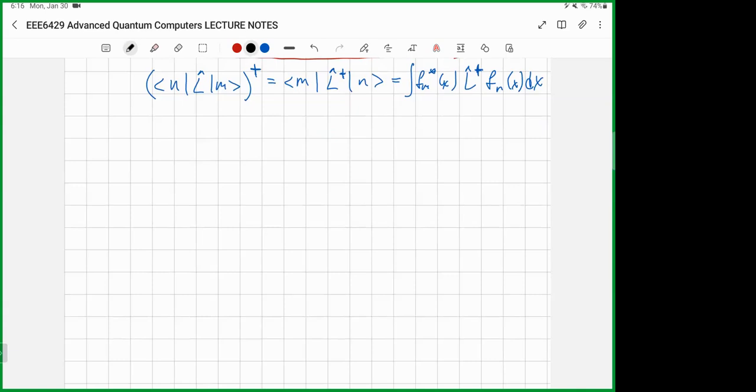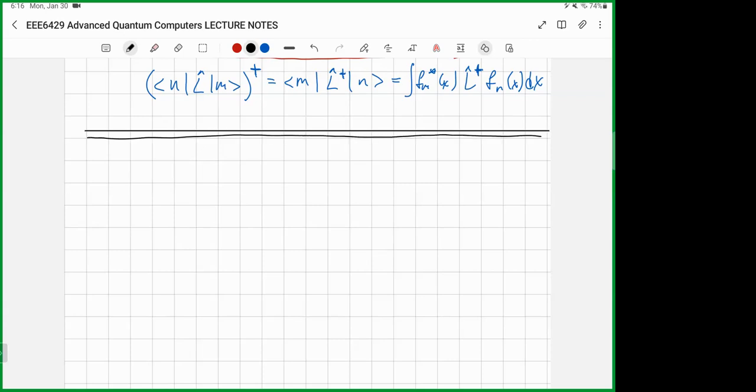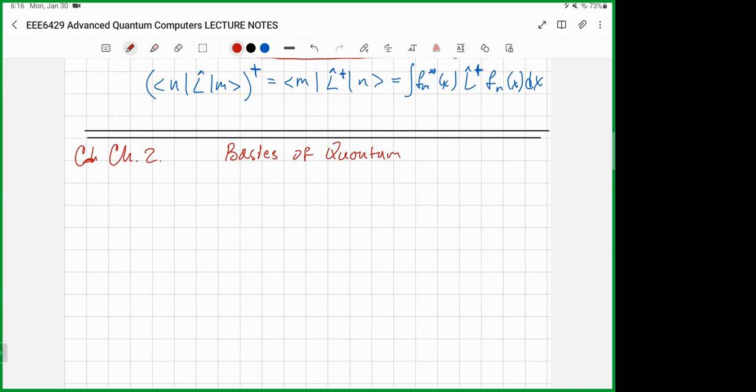So now let's start the second chapter. Let's say the first one, linear algebra, was the first chapter, and now we start the second chapter. Chapter 2: Basics of quantum mechanics.